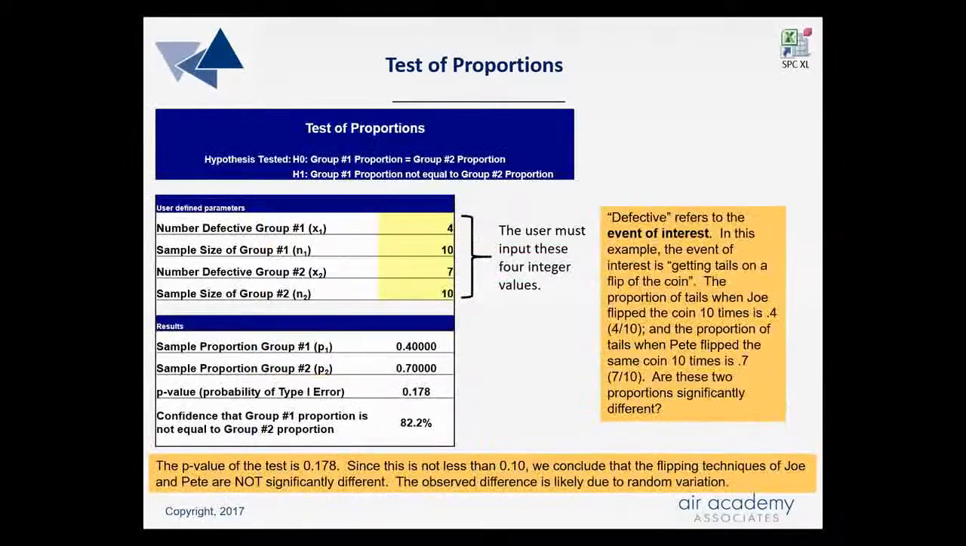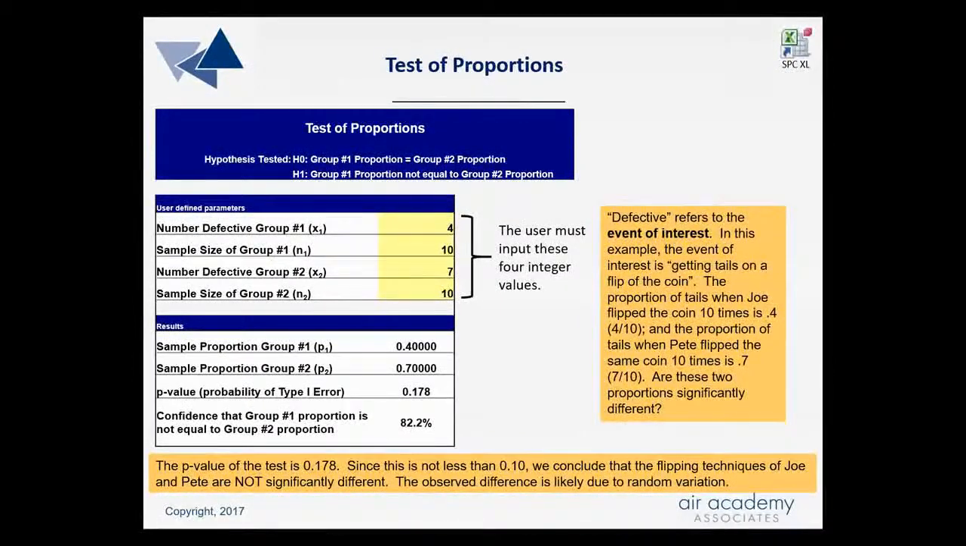So you click on OK, and you will get a sheet that looks like this from SPC XL. This is both your user interface sheet as well as the results sheet. And the user must input the four integer values, the numerator and the denominator of each of the two groups. Now in this case, the event of interest is what is called the defective, which is the name used in the software, but defective really is a placeholder for the event of interest. Now, in this example, the event of interest is getting a tails on a flip of a coin. That's binary data. You either get a tails or you don't get a tails.